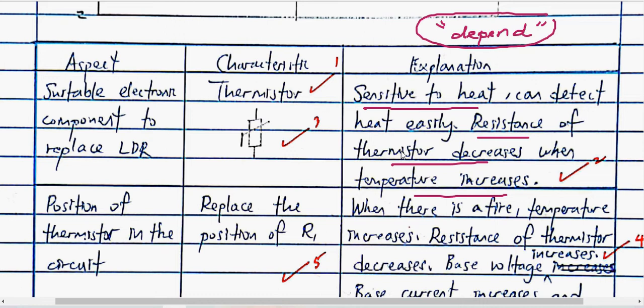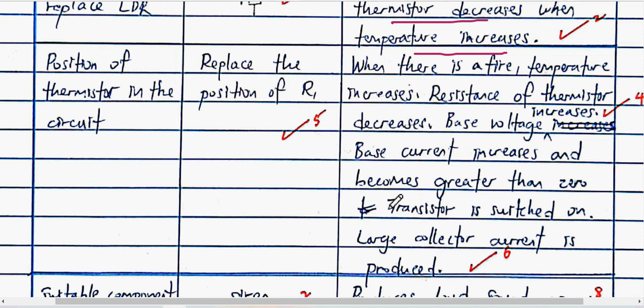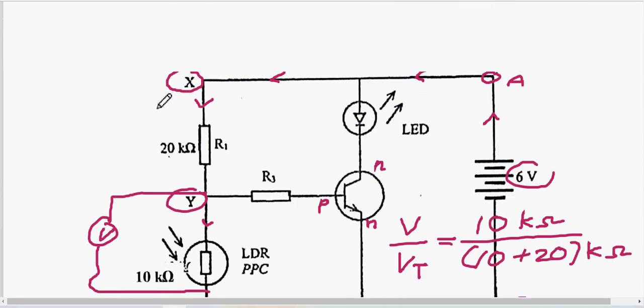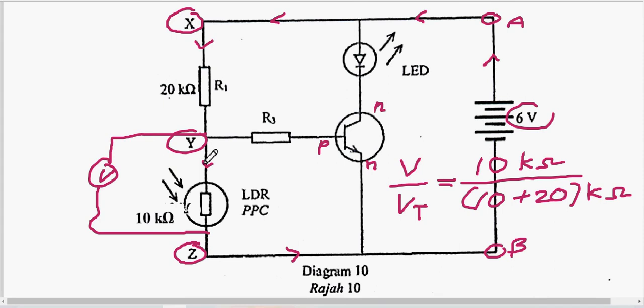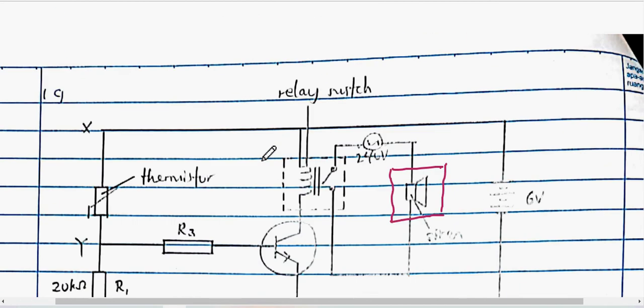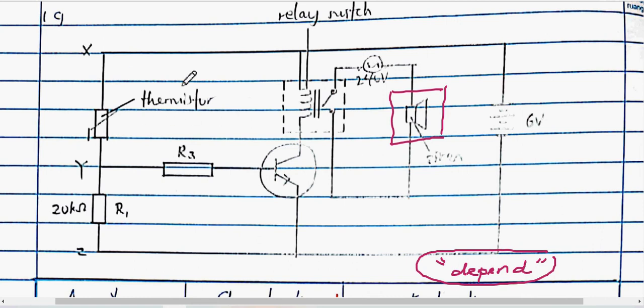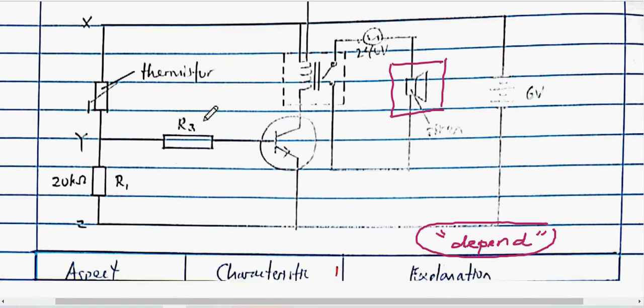The symbol is mark number 3. The explanation for thermistor is mark number 2. And then the position of the thermistor, okay, should replace the position of R1 in the previous circuit. Okay, meaning like this. So in here, we know that R1 is up here, right? So thermistor needs to be placed here. So that is why it's good to draw your own diagram. Because from a diagram like this, okay, I can give you this mark for the position of the thermistor.